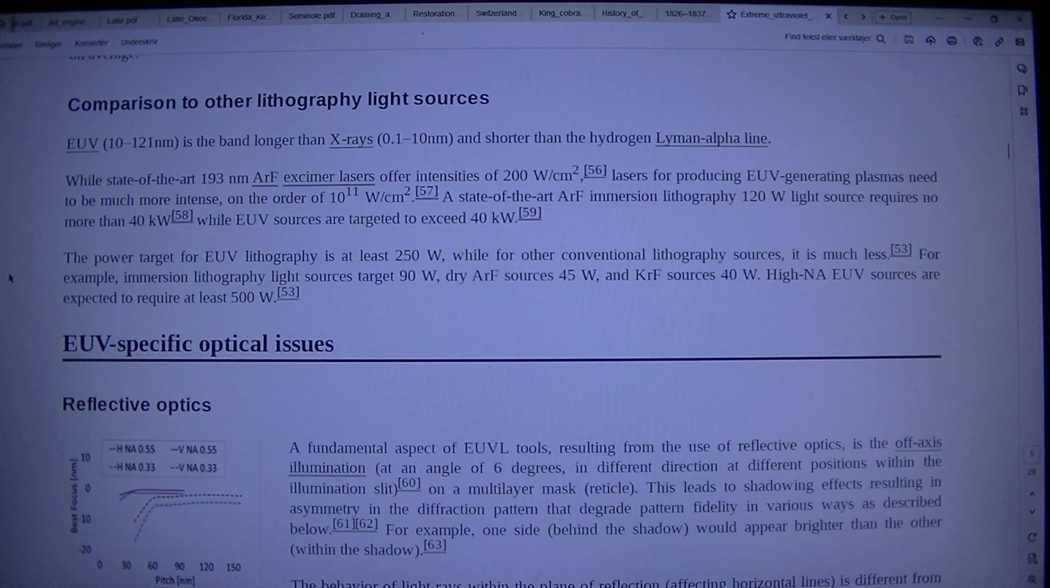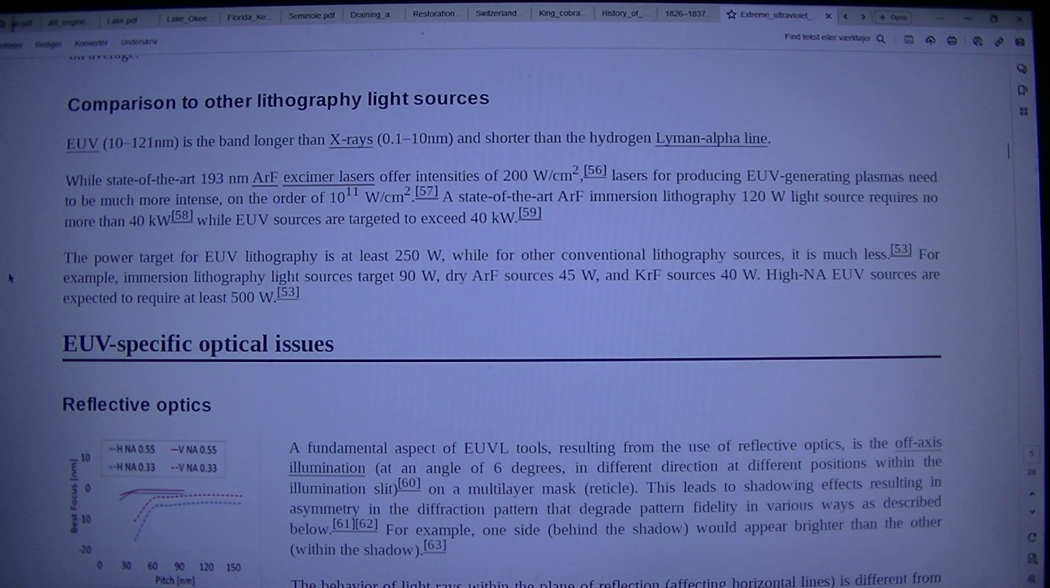Lasers for producing EUV generating plasmas need to be much more intense, on the order of 10^11 W/cm². A state-of-the-art ArF immersion lithography 120 W light source requires no more than 40 kW, while EUV sources are targeted to exceed 40 kW. The power target for EUV lithography is at least 250 W.